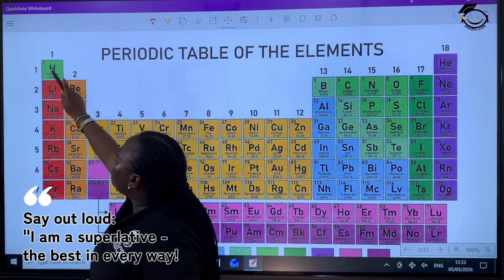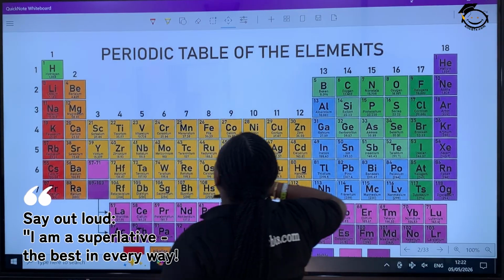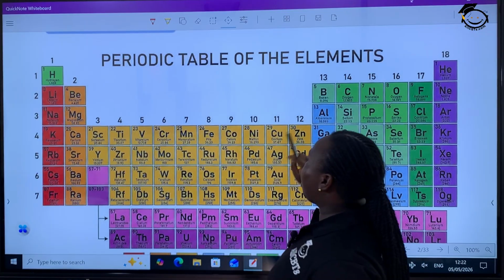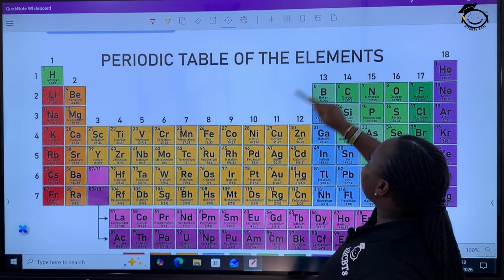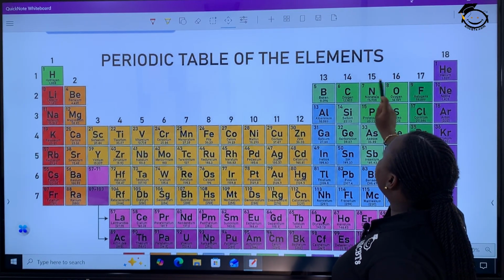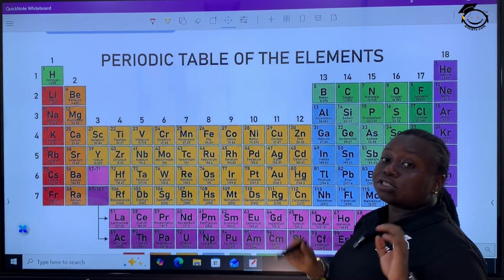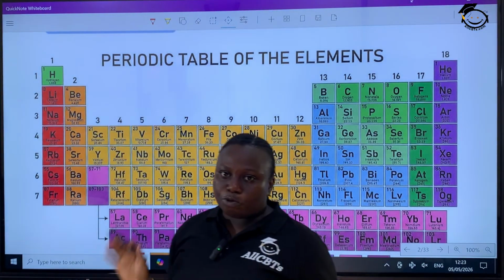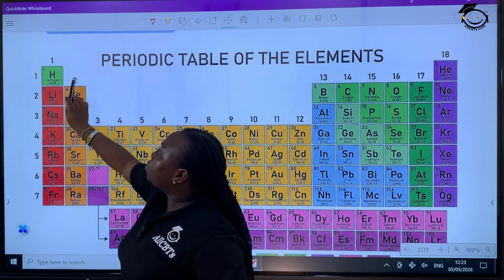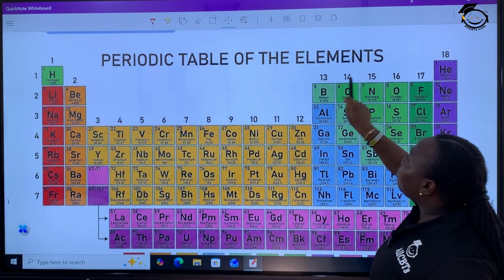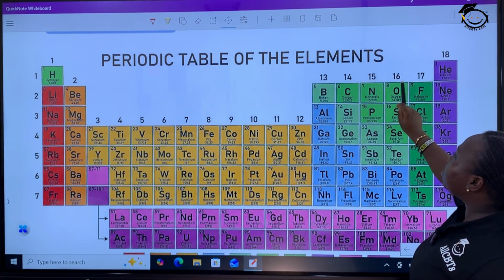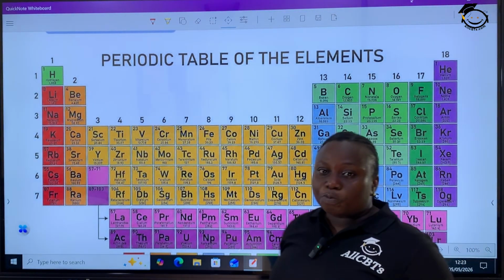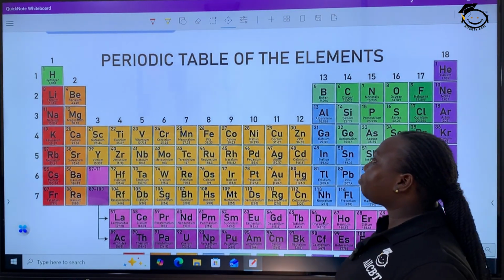Now we have group 1, we have group 2. If you look at this, from group 3 to group 12, you can see that they are different. They now start naming this one 13, 14, 15, 16, 17, 18. But normally, for your level, there are 8 groups. Group 1, group 2, group 3, group 4, group 5, group 6, group 7, and group 8. These are the most important groups in chemistry.